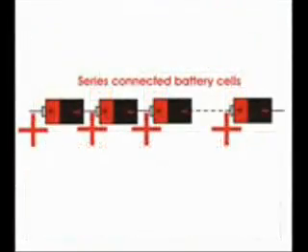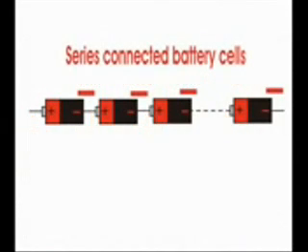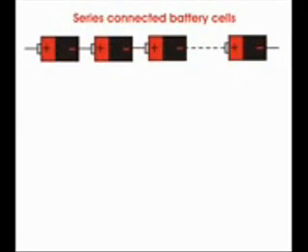When in a battery, the positive terminal of one cell is connected with the negative terminal of the succeeding cell, then the cells are said to be series connected. Here, the overall EMF of the battery is the algebraic sum of all individual cells connected in series, but the overall discharge current of the battery does not exceed the discharge current of individual cells.